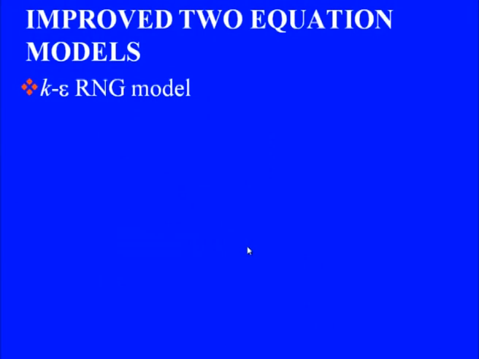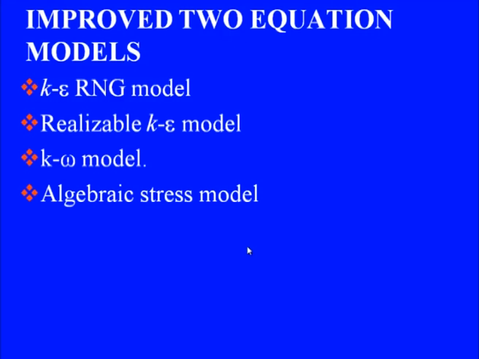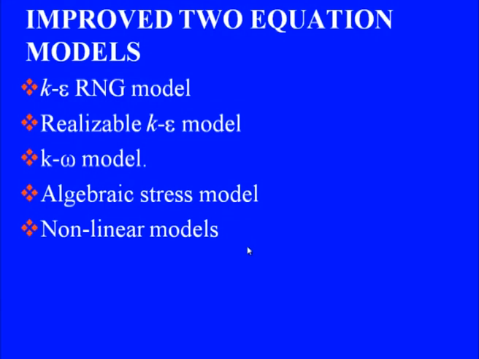Now, there are many improved 2 equation models like the k epsilon RNG model, realizable k epsilon model, k omega model and algebraic stress models, and there are a few nonlinear models as well. We will not discuss these in this lecture today. Please, for the details, have a look at the book by Versteeg and Malalasekera. Next, let us have a brief look at the Reynolds stress model, which is not based on the eddy viscosity assumption.